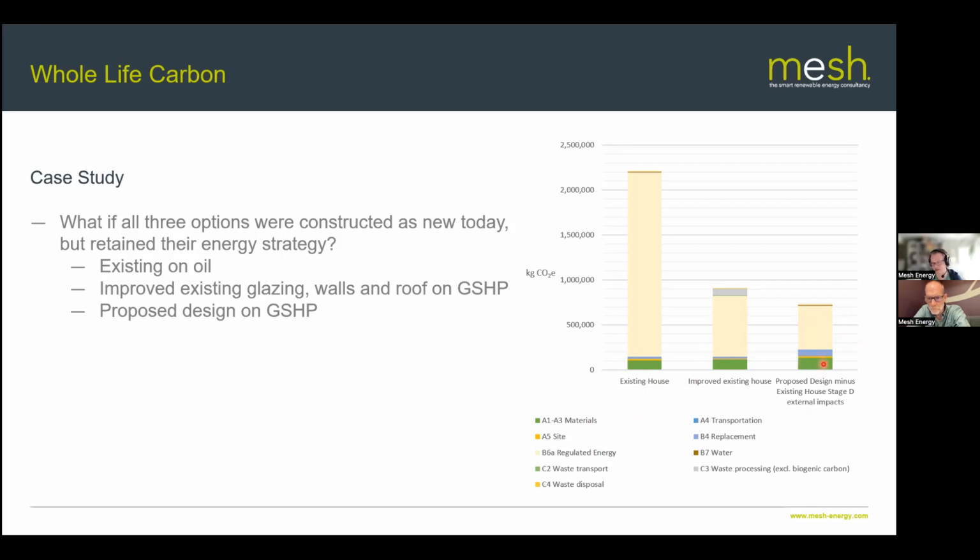Because there's new materials, you can see there's a much greater transport contribution. And of course, it's ever so slight, but there's an increase in the contribution from on-site activity as well with all the new construction work.